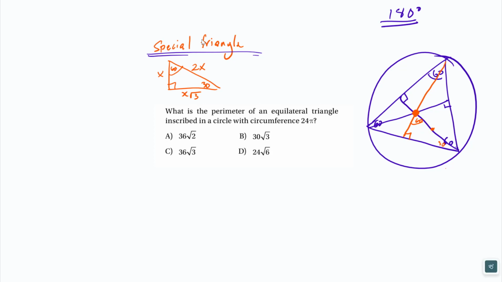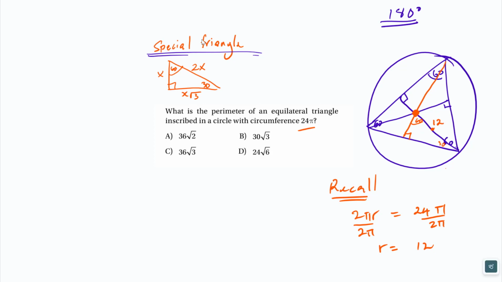To figure out what the radius is, I'm simply going to use the circumference. As a quick recall, the circumference is going to be 2 pi r, and they told us that that is equal to 24 pi. So 24 pi equals 2 pi r. Divide both sides by 2 pi real quick, and my radius is simply going to be 24 over 2, which is 12. So my radius here is going to be 12.